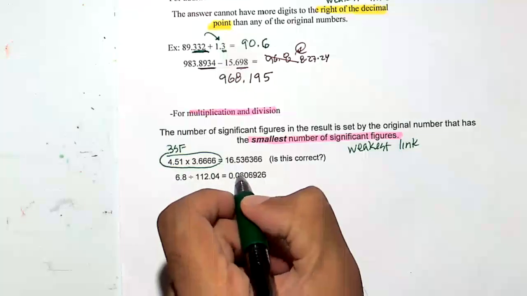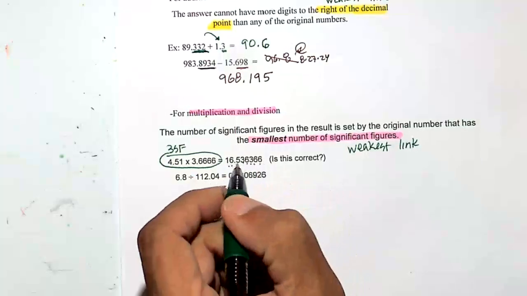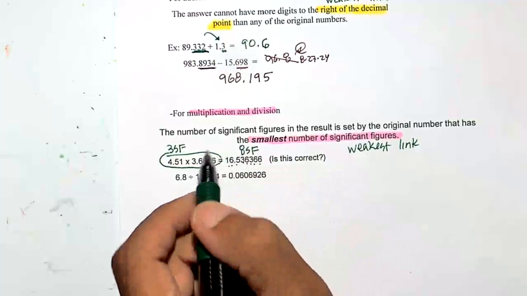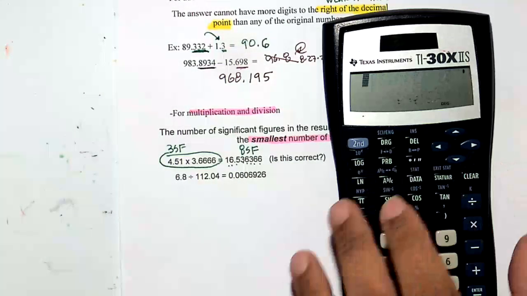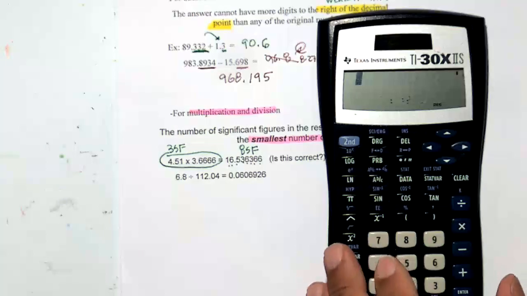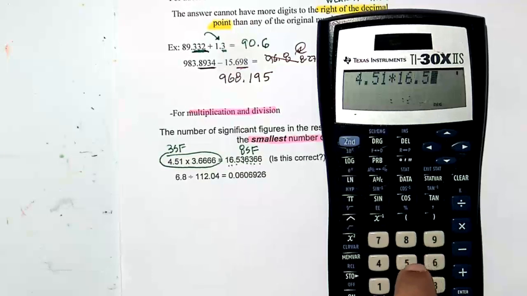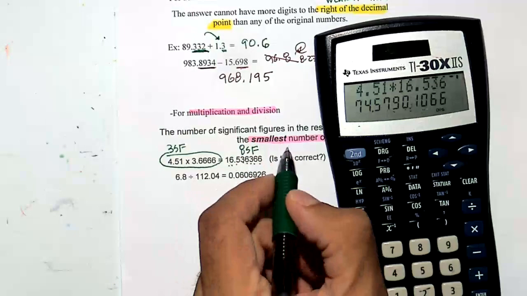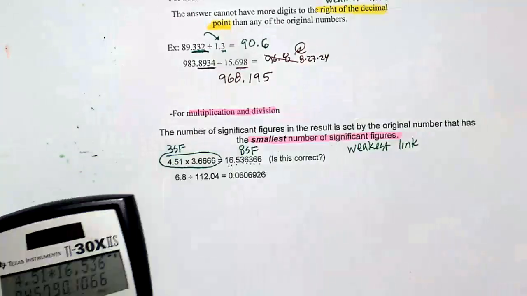Okay, we're doing multiplication and division. How many significant figures are here? 1, 2, 3, 4, 5, 6, 7, 8. 8. So what should our final answer be, to 3 sig figs or 8 sig figs? 3. That's the weakest link for multiplication and division. So 4.51 times 16.5366, I'm going to round to 74.6. Is that okay? 74.6.